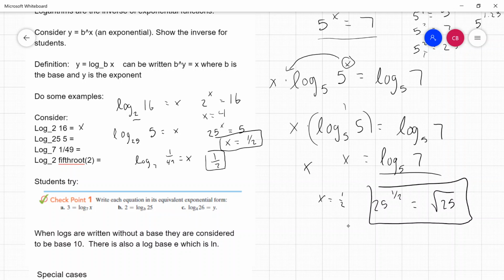Actually, hold on. Sorry, no, it wouldn't be 1 over 2. It would be... So we have 7 to some power is equal to 1 over 49. It would be -2. Sorry about that.